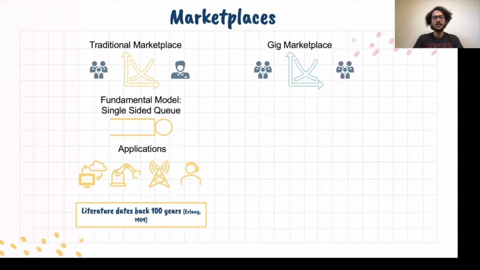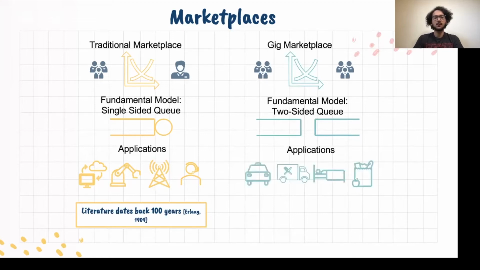On the other hand, gig marketplaces have multiple demand as well as supply entities. A fundamental queuing model in this case is a two-sided queue, with both customers and servers arriving into the system. Some examples of such a marketplace include ride hailing, meal delivery, grocery delivery, etc. These are emerging applications and the literature on two-sided queues is relatively new.